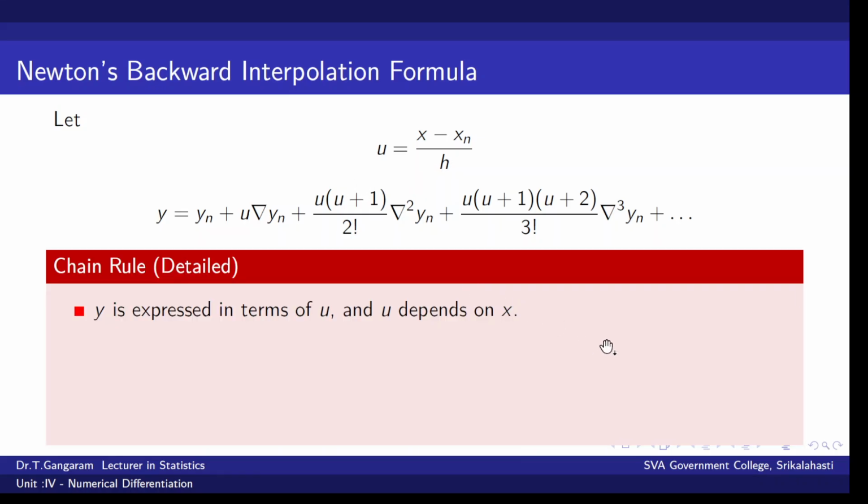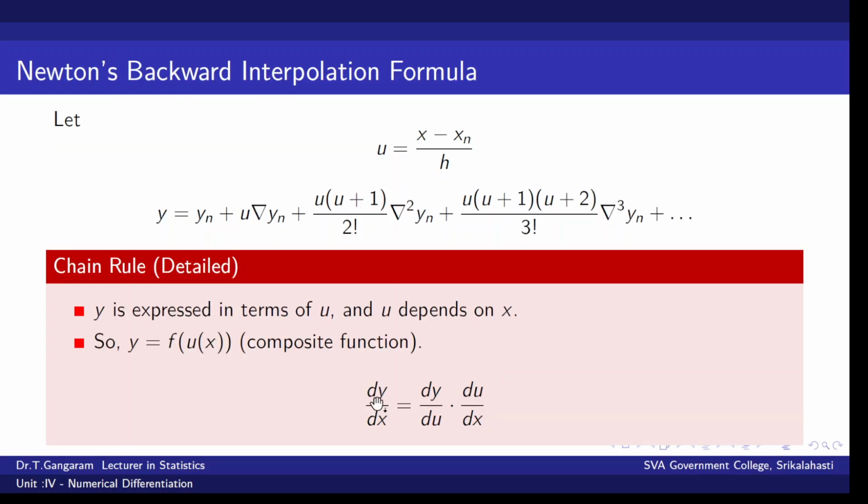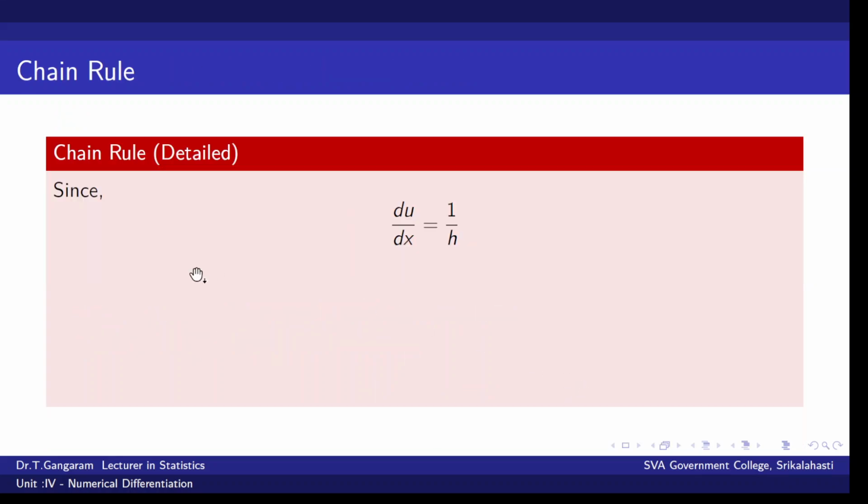The chain rule: y is expressed in terms of u and u is depending on x. Similar to Newton forward formula, y is a composite function of u and x. If we differentiate dy by dx, we can substitute du in the numerator and denominator. After differentiating, du by dx is equal to 1 by h, similar to Newton forward. So dy by dx is equal to 1 by h into dy by du, and d square y by dx square is equal to 1 by h square into d square y by du square.